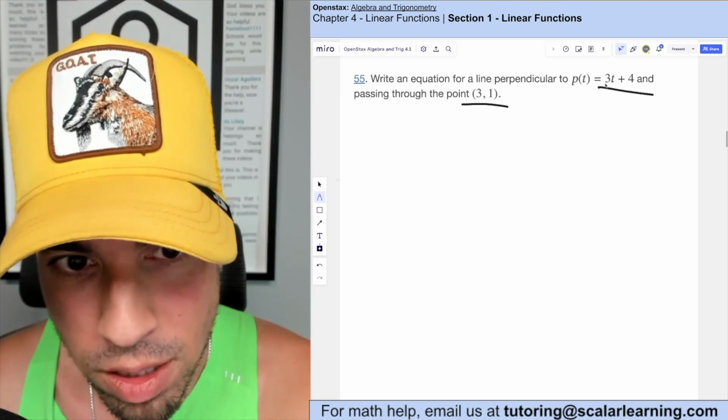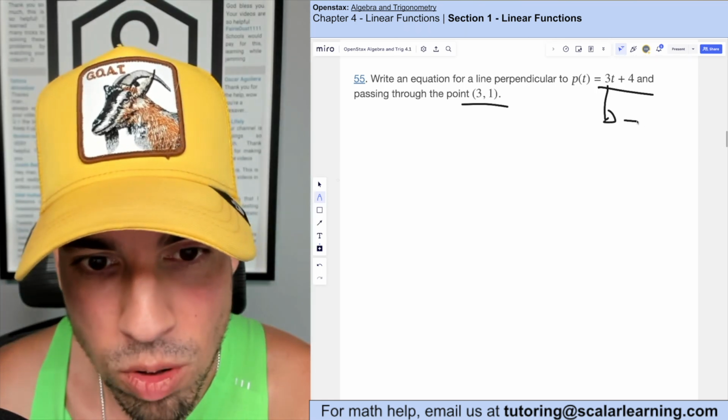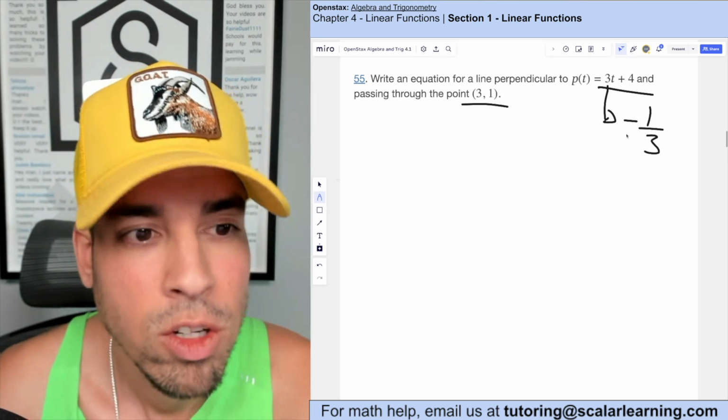Now we want to write an equation of a line that is perpendicular to this and passes through this. So perpendicular means opposite reciprocal slope. Right here we have a slope of 3. Opposite reciprocal of that is negative 1/3. So there's my slope, there's my point.